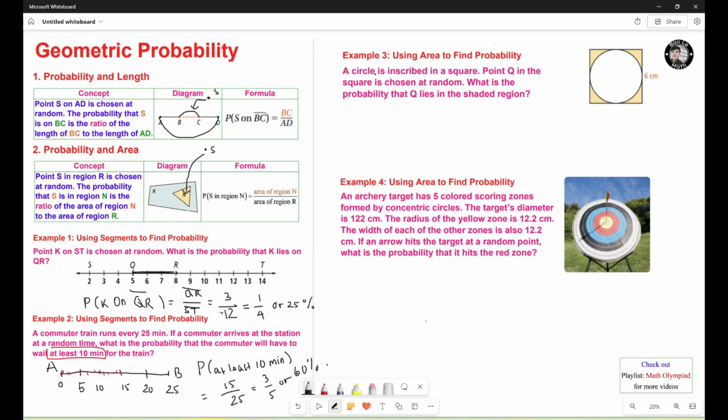A circle is inscribed in a square. Point Q in the square is chosen at random. What is the probability that Q lies in the shaded region? So point Q should be somewhere else right here. Now you need to calculate the area of the shaded region. In order to calculate the area of the shaded region, you need to calculate the area of the square, subtract the area of the circle, and then you get the area of the shaded region. So I need to calculate the area of the square first.